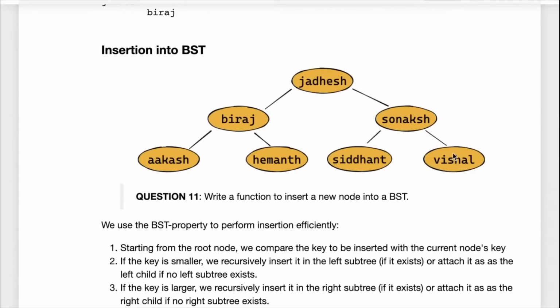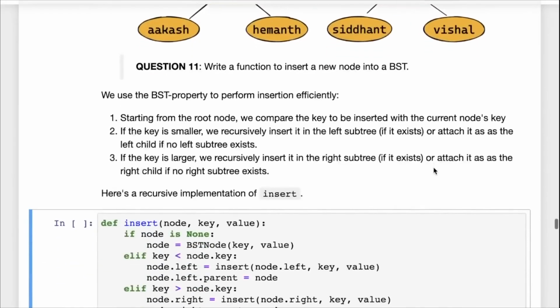This time we notice that Tanya is smaller than Vishal, so T is less than V. So then we need to recursively insert in the left subtree, but there is no left subtree here. And this is the point at which we can create a new node and attach it as the left child of Vishal. So you can see that the node Tanya will get added here at this position in the tree.